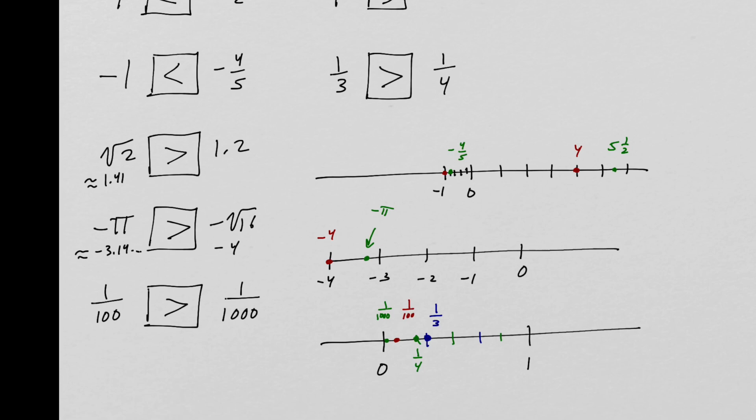Okay, so when you compare real numbers, all you're doing is thinking about a real number line. If a number lies to the right of the number you're comparing it to, it's greater than. If it lies to the left of the number you're comparing it to, it's less than.